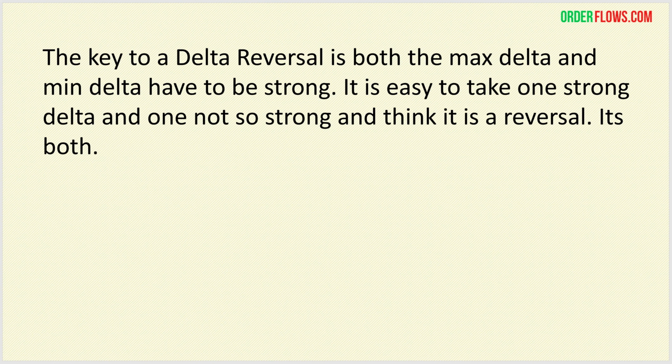Now, the key to a delta reversal is both the max delta and the min delta should be strong. It's easy to take one strong delta, either positive or negative, and one not so strong, and think it's a reversal. It really needs to be both.